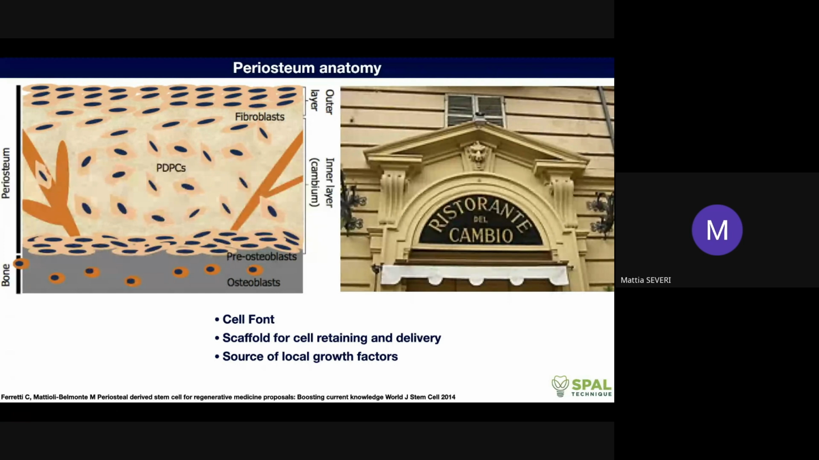Periosteum is constructed by 2 layers: a fibrous layer that gives the mechanical structure, the mechanical resistance of the periosteum, and an internal layer that is called the cambium. And in this funny image, you can see the Cambium restaurant in Italy, since the cambium layer has the role of giving cells. It contains local growth factors, blood vessels, and osteoinductive cells. So the cambium layer has the role of nourishing the bone, as the Cambium restaurant has the role of nourishing the human.